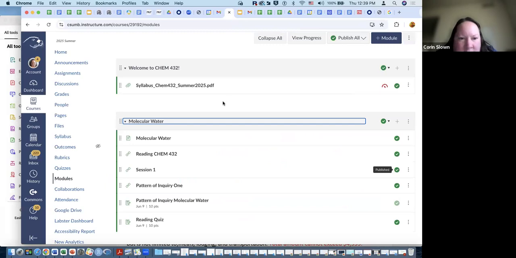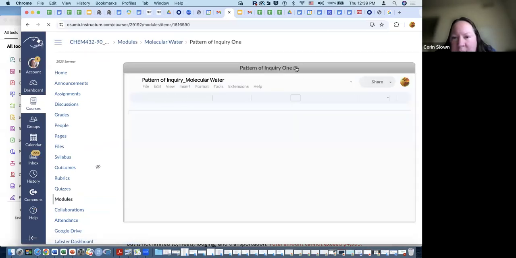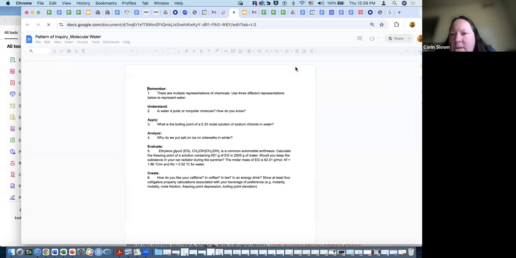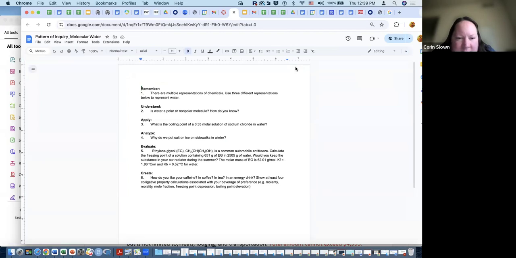so in your Canvas page, you've got our first pattern of inquiry. So my thinking was that we would have everything due on Monday so that essentially you would have a full week to work on a pattern of inquiry before it's due. So this is intended to be a collaborative space. I think it's far more beneficial for us to work through and talk about the ideas and then each of you are responsible for submitting. So I really want to encourage collaboration. So let's take a look at the first one.